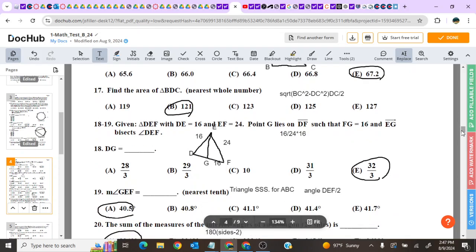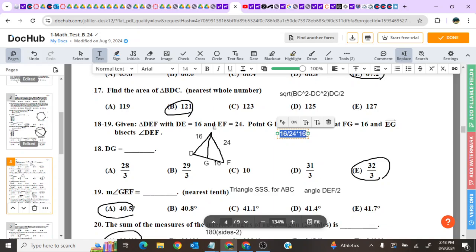Okay, given triangle DEF with DE equal to 16, EF equal to 24. Point G lies on DF such that FG is 16 and EG bisects angle DEF. What is DG? This was a similar problem to what appeared last test. I'll tell you how you solve it first of all. Whenever there's an angle bisector like this, the proportion of GF over EF has to be equal to the proportion of DG over DE. In other words, 16 over 24 is equal to X over 16. So you do 16 over 24 times 16 to get X.